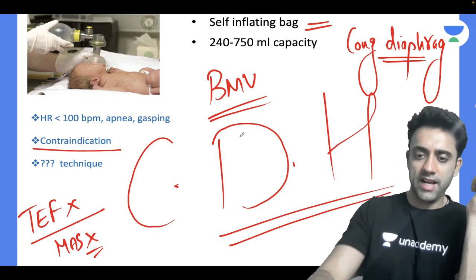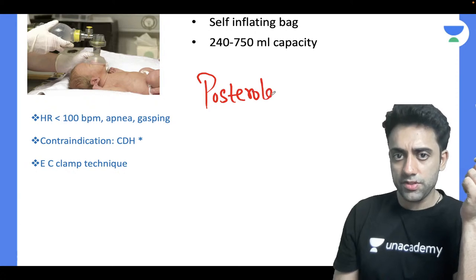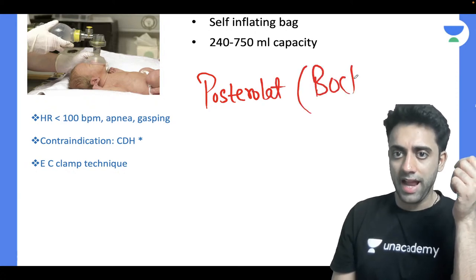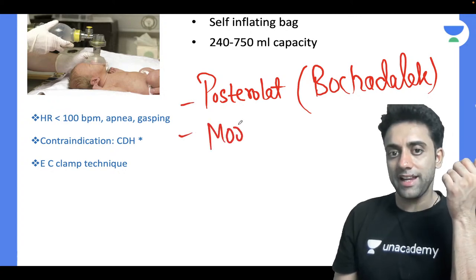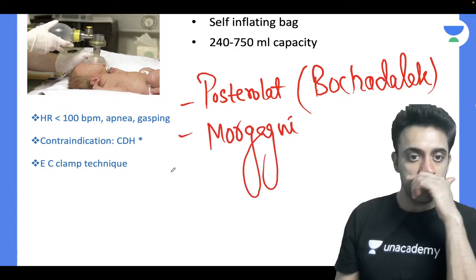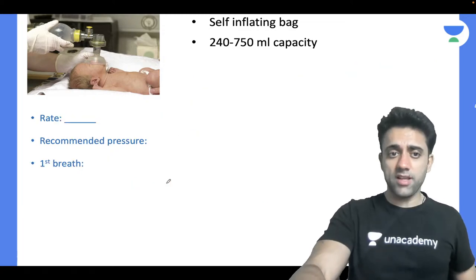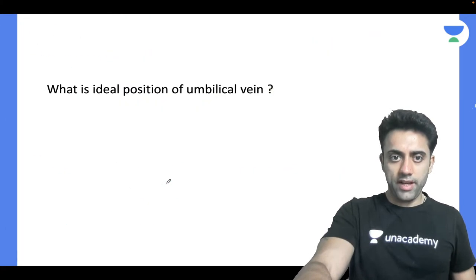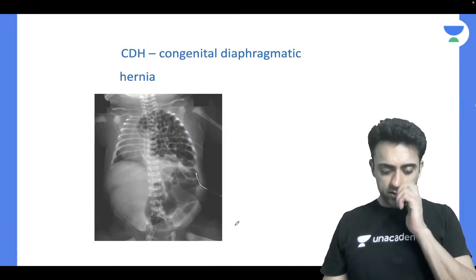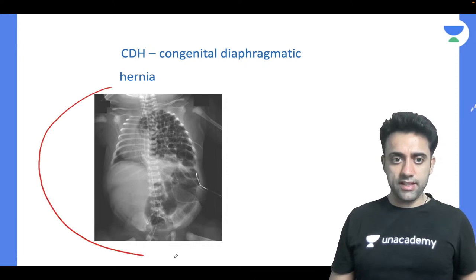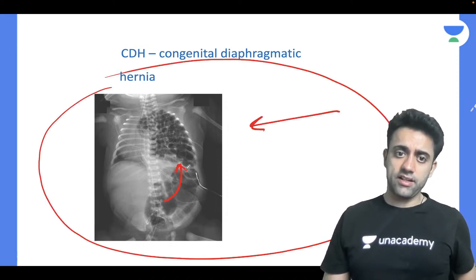The most common variety of congenital diaphragmatic hernia is the posterolateral variety, known as Bochdalek hernia. The second variety we have is Morgagni hernia. How will the patient present? Let me show you a picture. Very good, Osama. Can we appreciate this picture? This is a case of congenital diaphragmatic hernia. Can I appreciate that the intestinal contents have gone up?